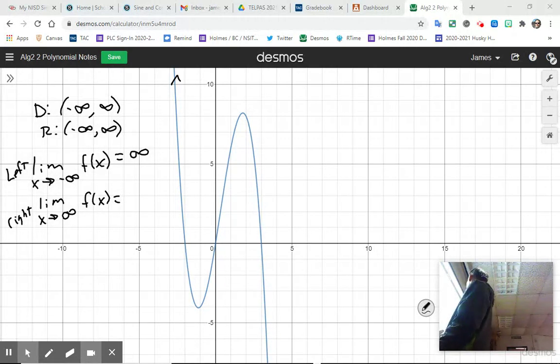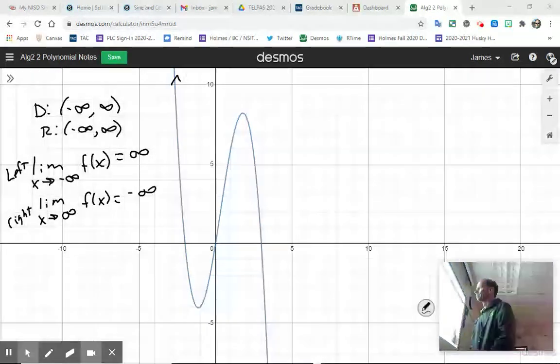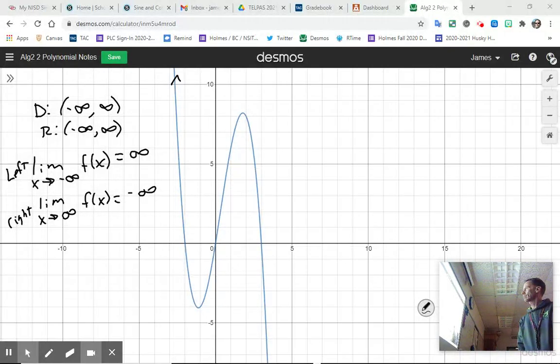What happens on the right side of the graph? Well, it's going down. So that end behavior is negative infinity. Minimums and maximums, again, we only have locals because it goes on forever and ever in both directions.